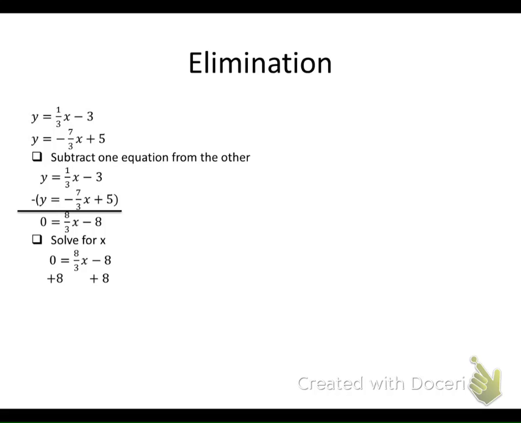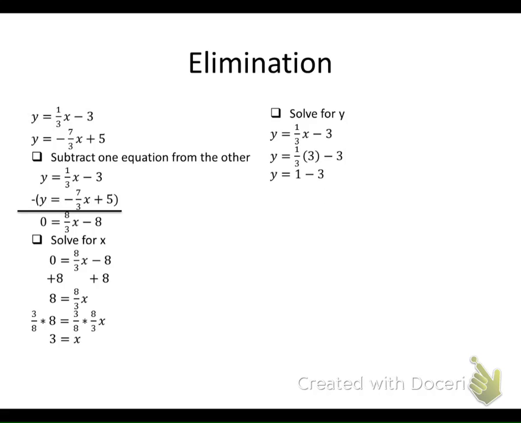Okay, so now that I've done that, I need to solve for x. We can add 8 to both sides, and I get that. In order to get rid of 8/3, we need to multiply by the reciprocal fraction. So rather than 8/3, I multiply by 3/8, and that's going to make the 8/3 cancel out, and I'm left with x equals 3. Now that I know x, I'm going to solve for y. I'm going to replace an x in one of my original equations with 3. 1/3 times 3 is 1. 1 minus 3 is negative 2.